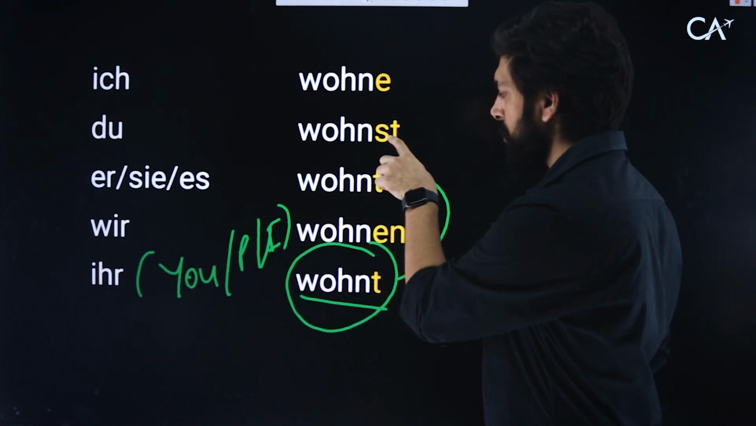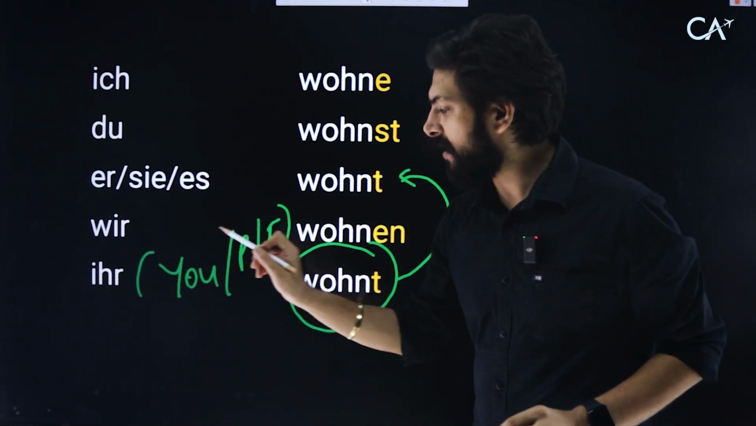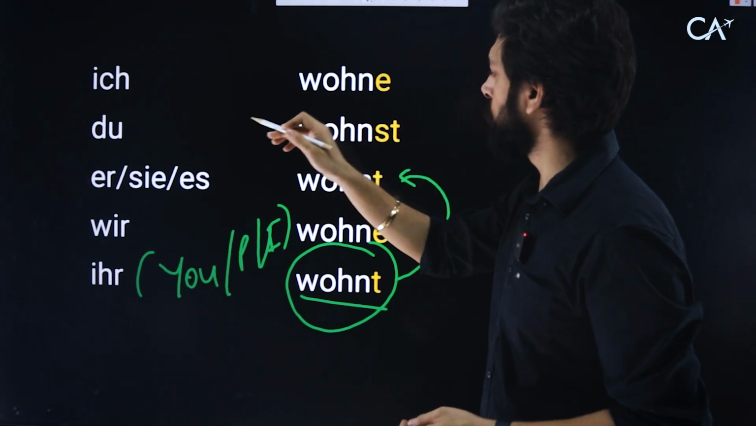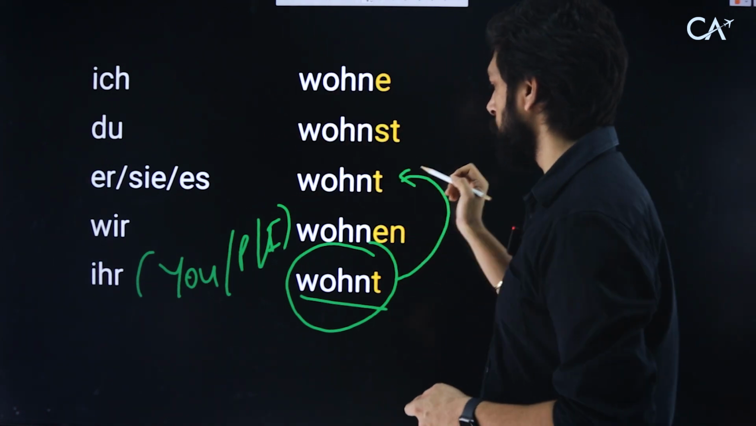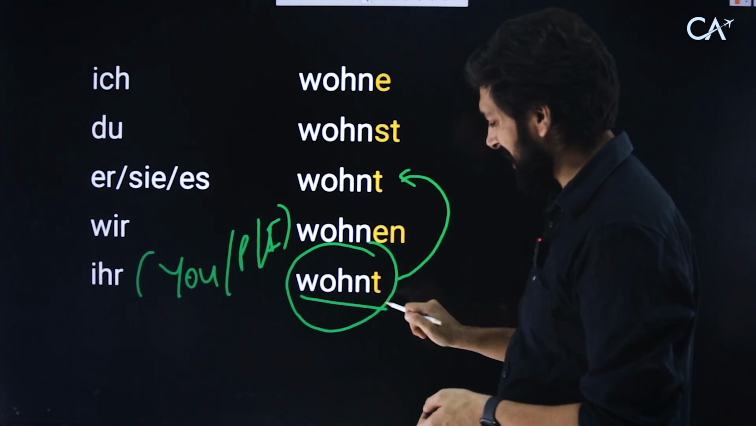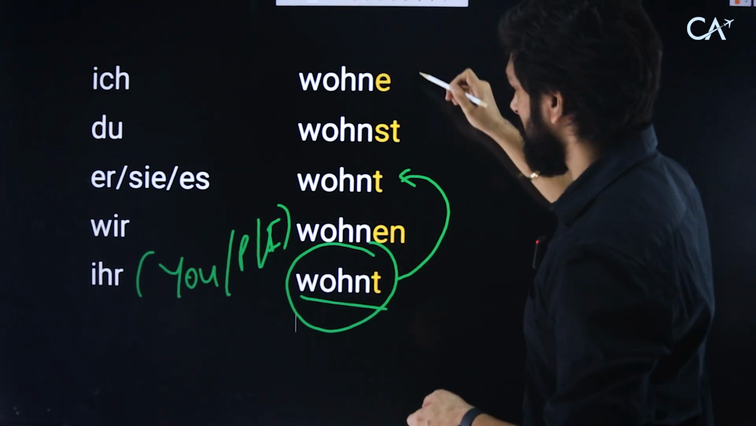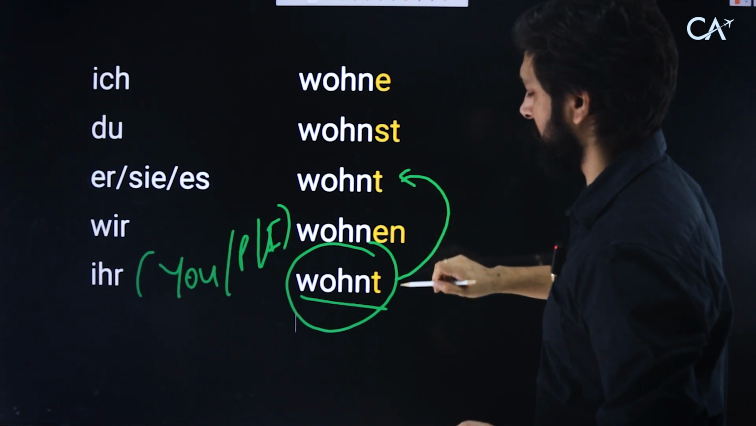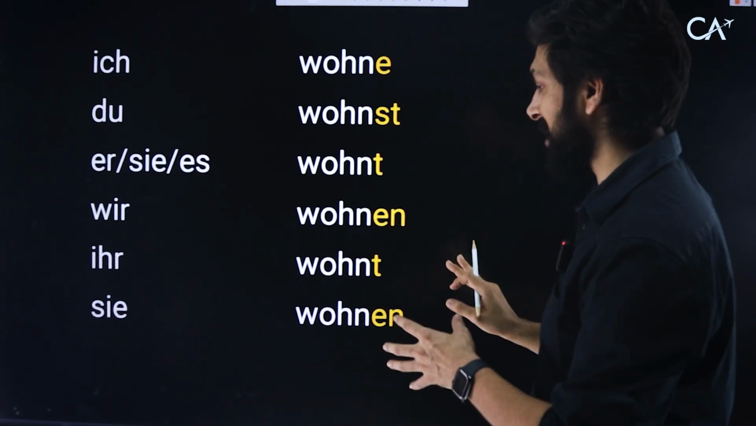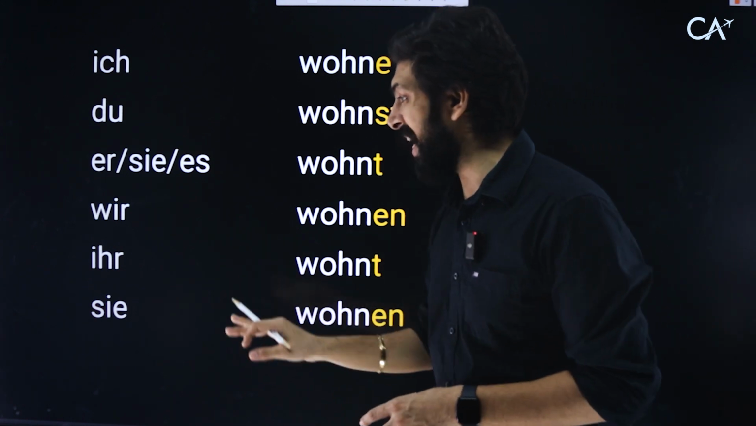Same as sie, es, we use t here. So ihr is wohnt. Again, ich wohne, du wohnst, sie, es wohnt, wir wohnen, ihr wohnt. That means T at the end. Fine. Remember this: E-S-T-T-E-N-T. Next one, and that we have the last one, kind of, that is they, right?